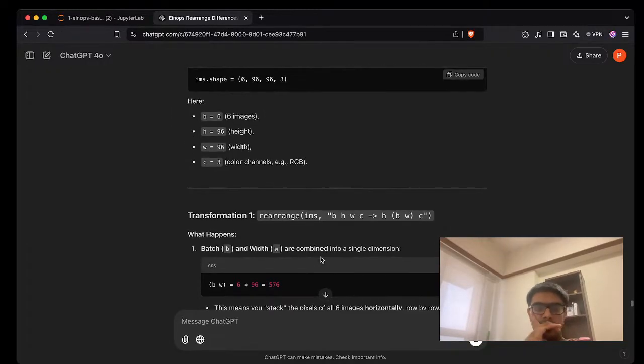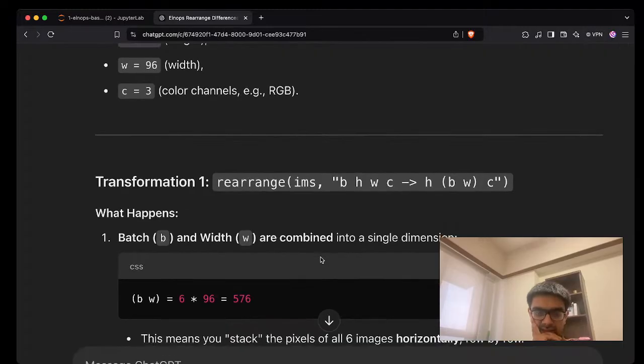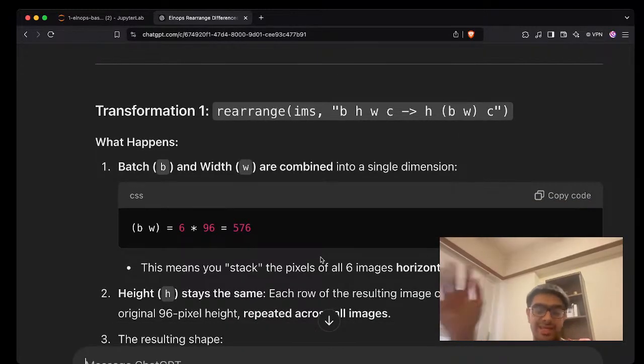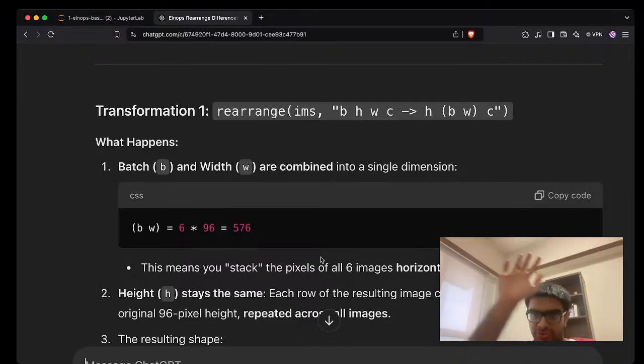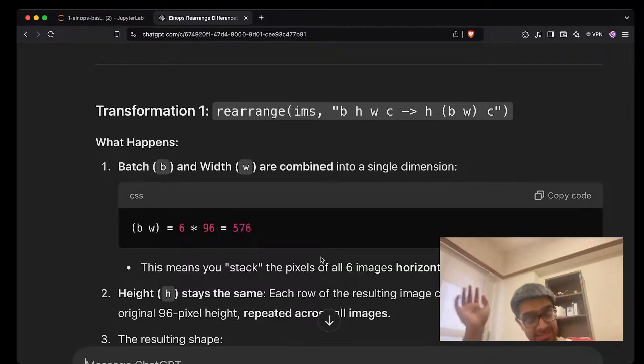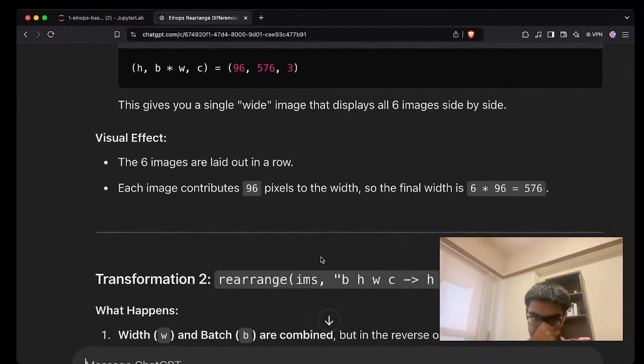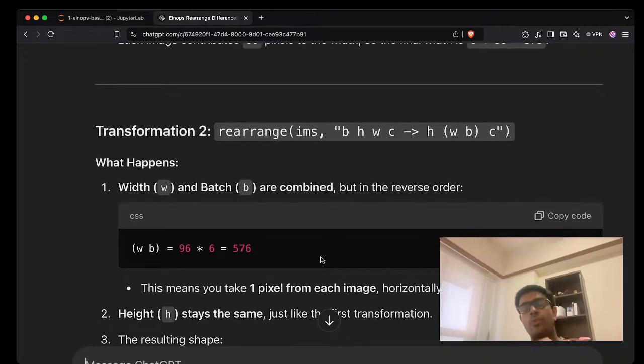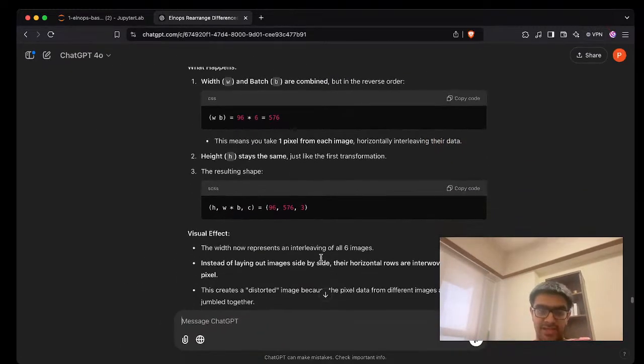Correct. B and W are combined into a single dimension. You stack the pixels of each, right? You take those 96 and make them go 1, 2, 3, 4, 5, 6. The height stays the same, which means you take one pixel from each image and horizontally interleave the data.